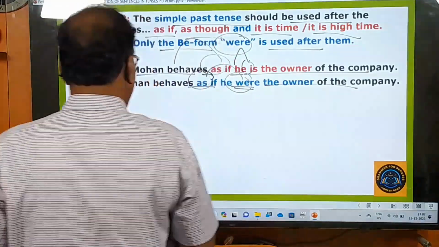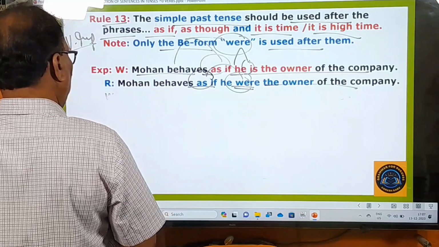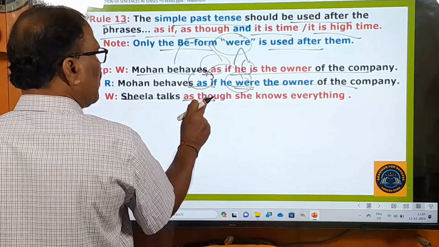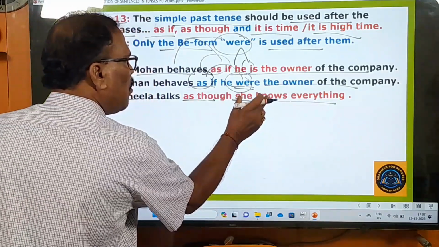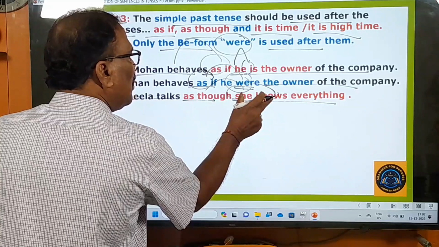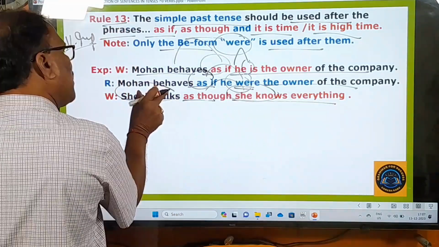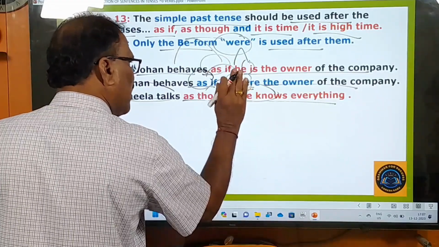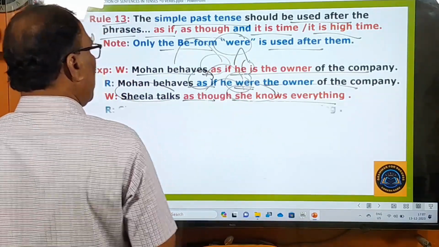Right. And one more example here: Sheila talks as though, with as if, as though, she knows everything. After as though, she knows, simple present tense is used here. Don't use simple present after this. Don't think about this. You should use only the simple past. So we should use only the simple past tense.